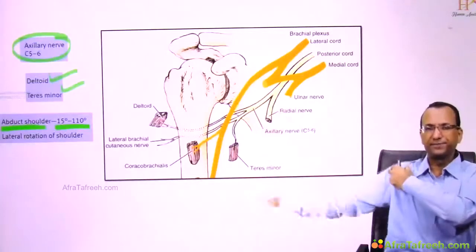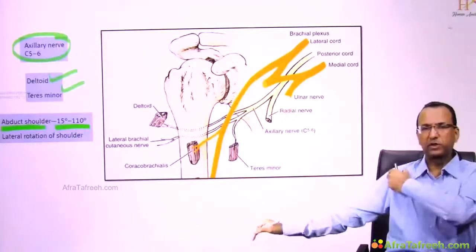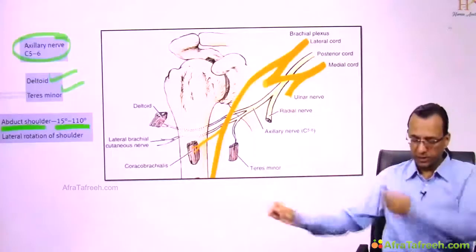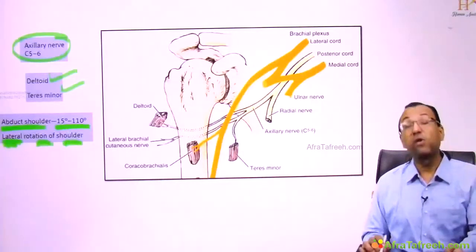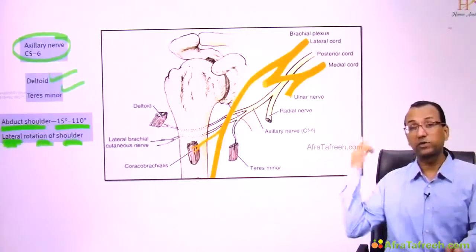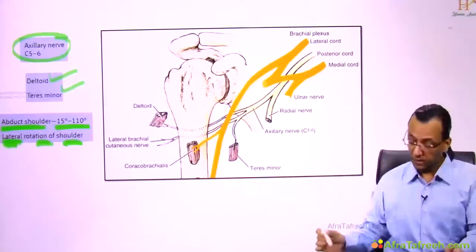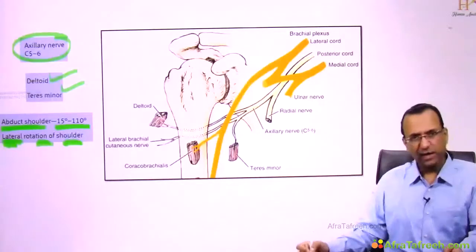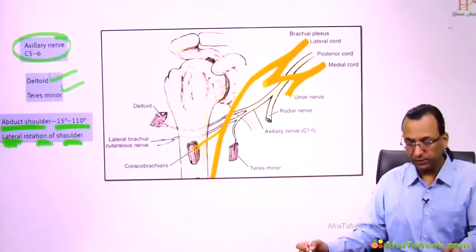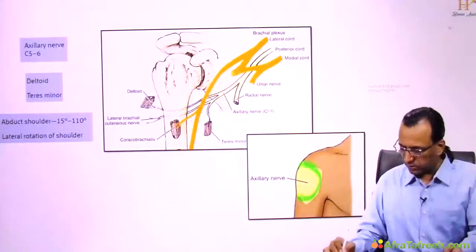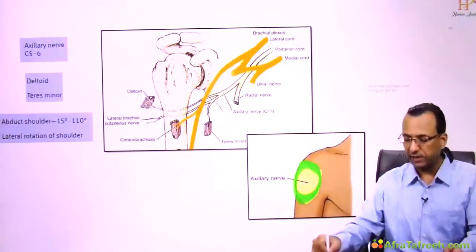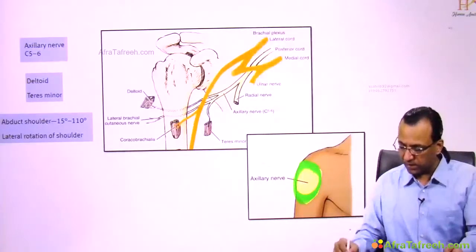Yes, deltoid. Lateral fibers are powerful abductors, and it also helps in lateral rotation of the shoulder, if posterior fibers are involved. Posterior fibers are lateral rotators. Okay, axillary nerve supplying the deltoid muscle. And this is the area you were talking about, the regimental badge area, C5 dermatome.